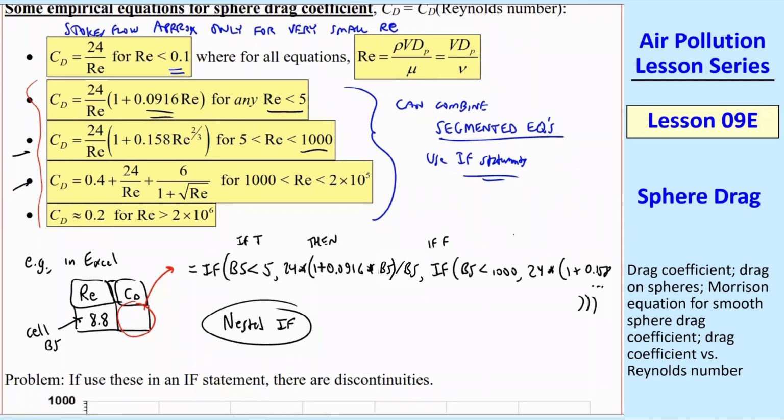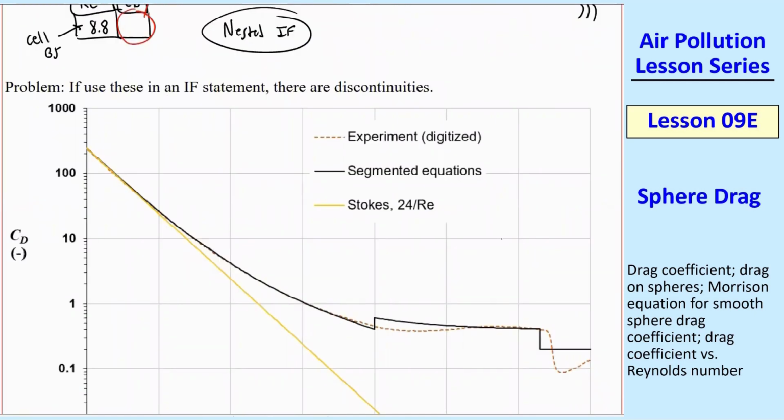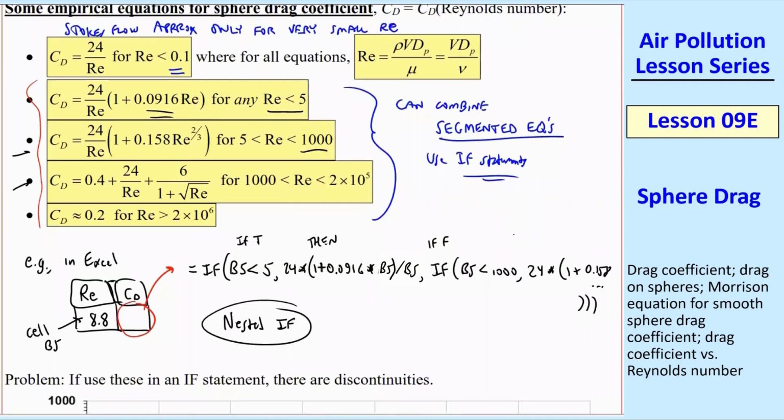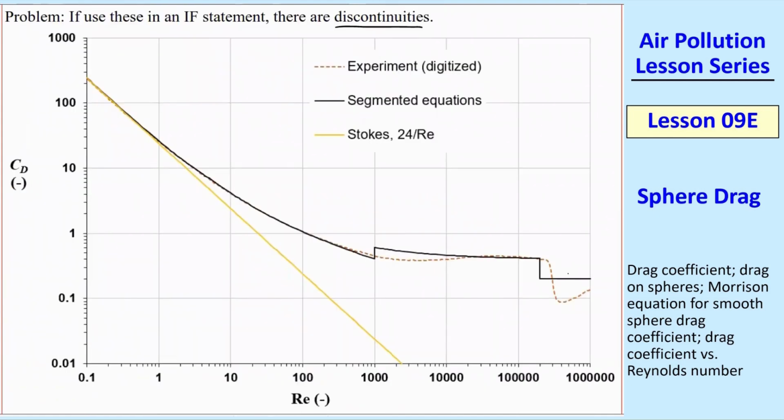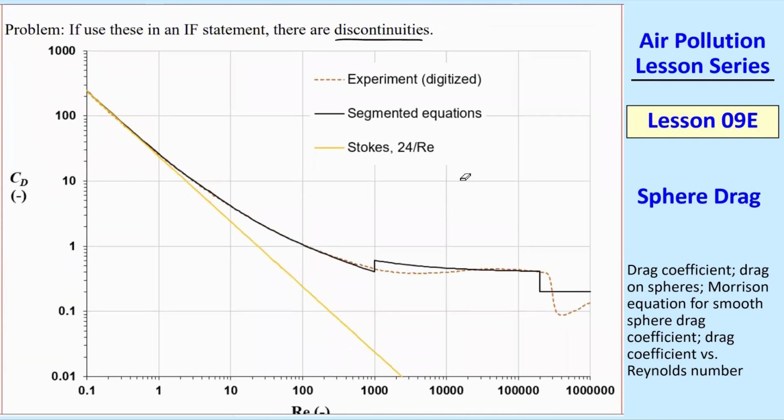This is how I used to do this before I changed recently, and that is the segmented equations. There are discontinuities everywhere you transition. If the Reynolds number is less than 5, we use this equation. If it's greater than 5 but less than 1,000, we use this equation. So there are transitions at 5 and 1,000, and if you keep going with higher Reynolds numbers, you'd have even more. The segmented equations is this black line.